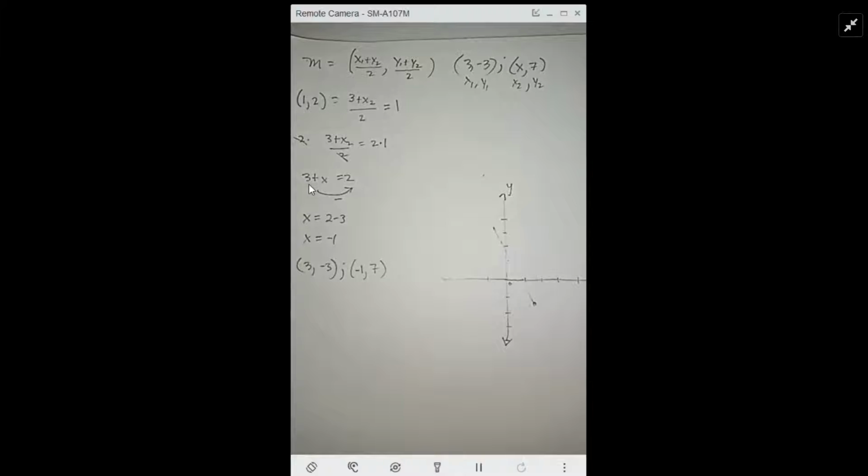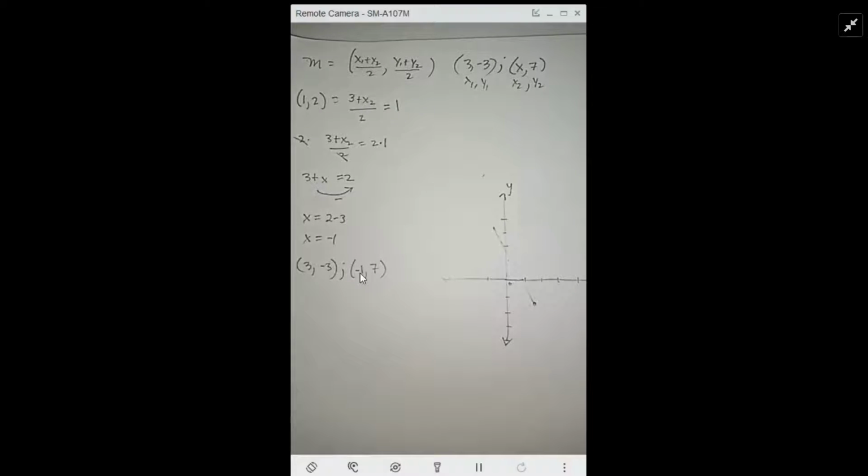Here's a trick you may or may not know. When I take this 3 over, it changes sign. So instead of subtracting 3 from both sides, I'll take it over as a negative. 2 minus 3 is negative 1. So I found this value of x to be negative 1.